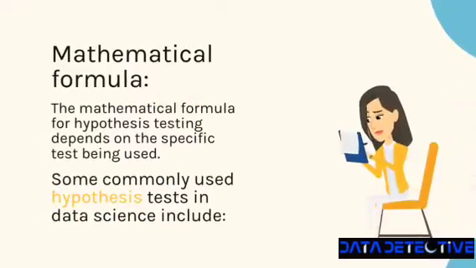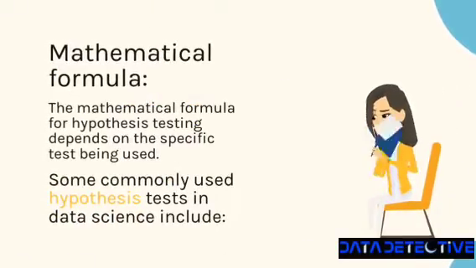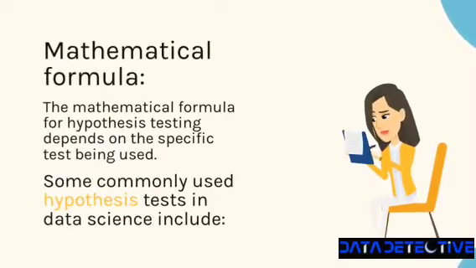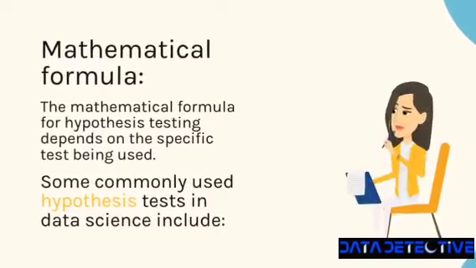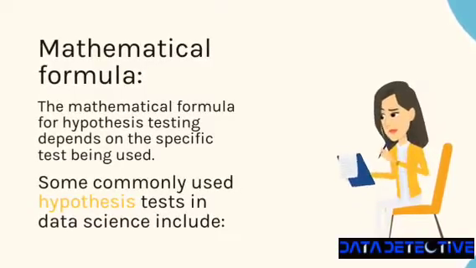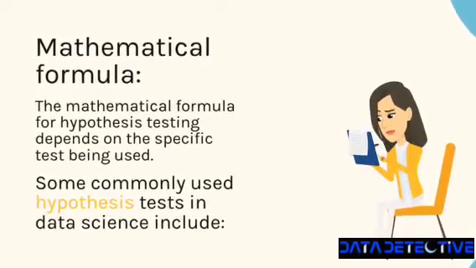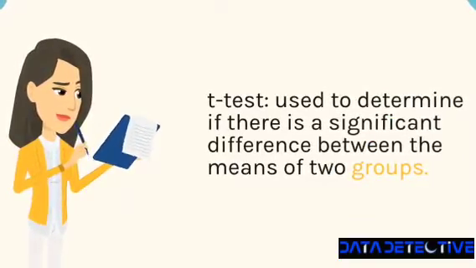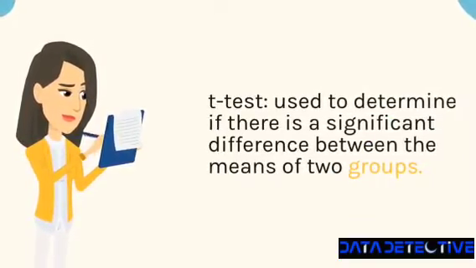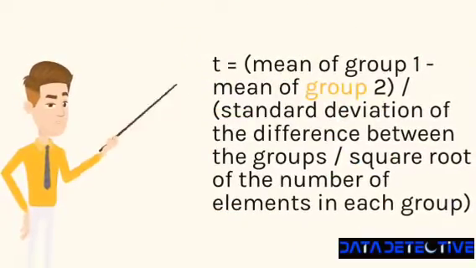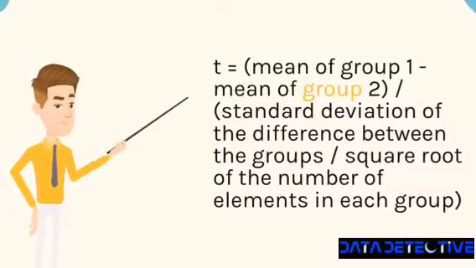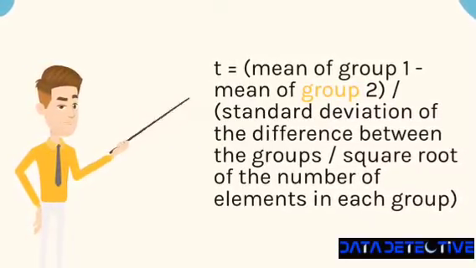Mathematical formula. The mathematical formula for hypothesis testing depends on the specific test being used. Some commonly used hypothesis tests in data science include the t-test, used to determine if there is a significant difference between the means of two groups. t equals the mean of group 1 minus the mean of group 2, divided by the standard deviation of the difference between the groups over the square root of the number of elements in each group.